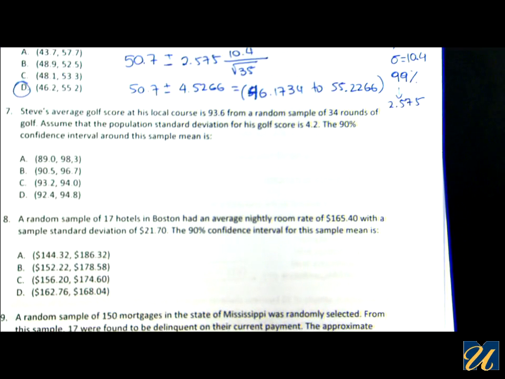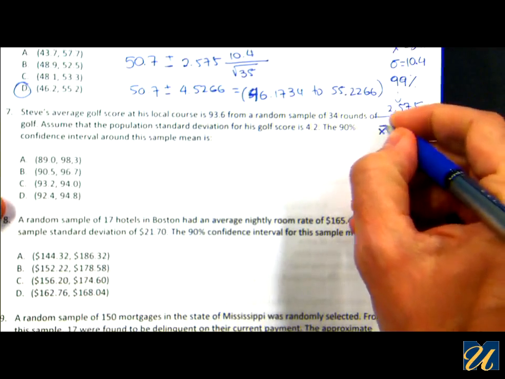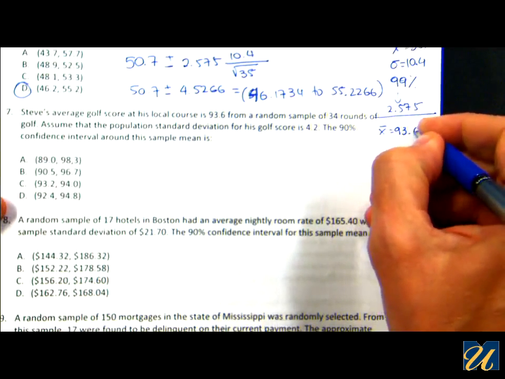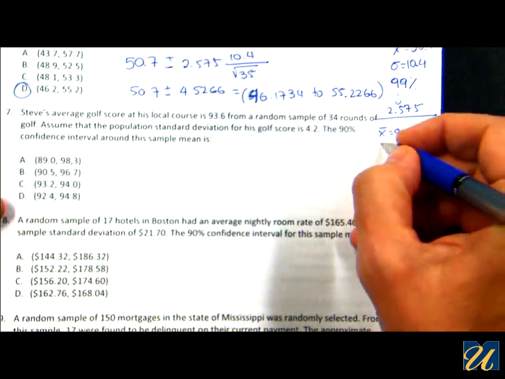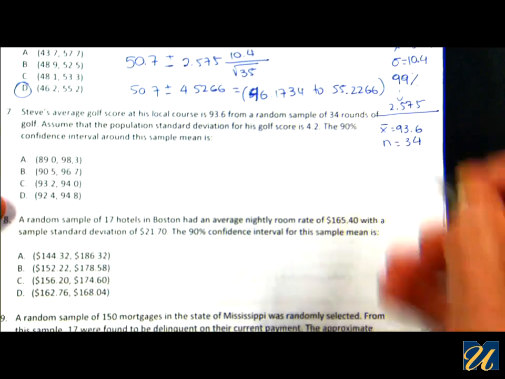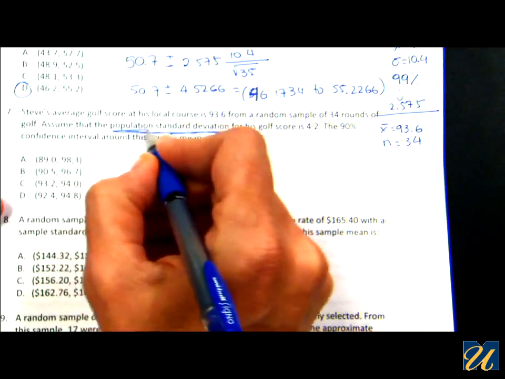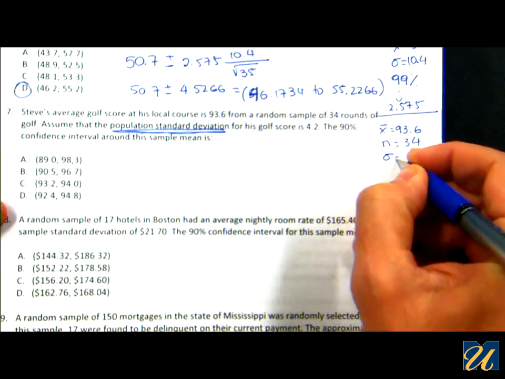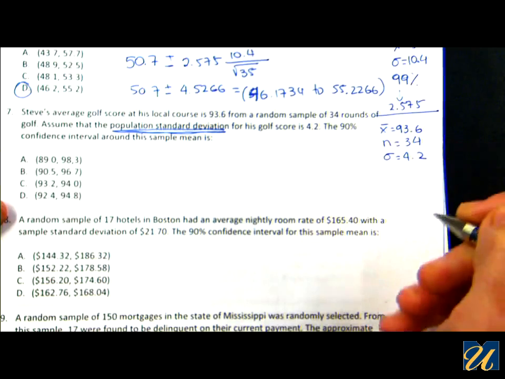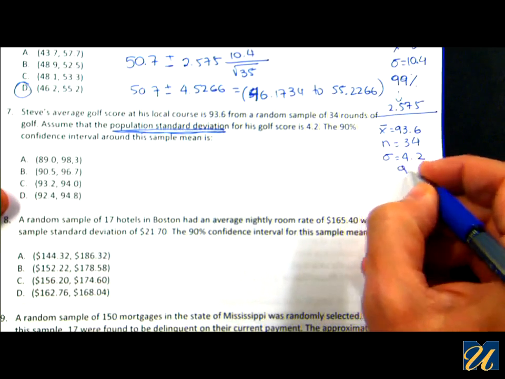Steve's average golf score at his local course is 93.6. That means x bar is equal to 93.6 from a random sample of 34, so n is equal to 34. Assume that the population standard deviation, and this is what I want you to focus on, the type of standard deviation that you have, means sigma is equal to 4.2. The 90% confidence interval around this sample mean will be what?